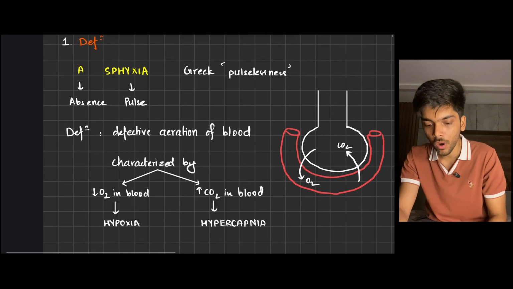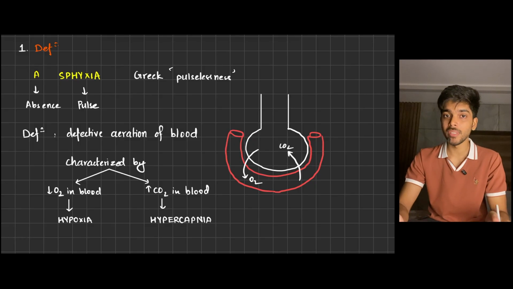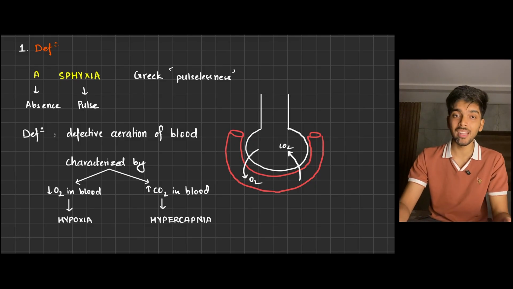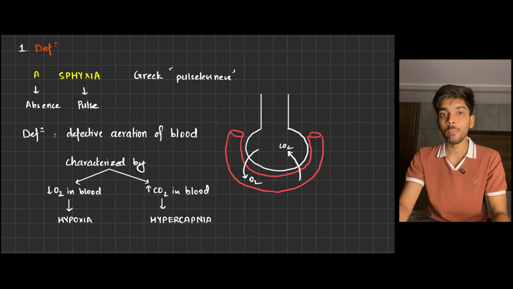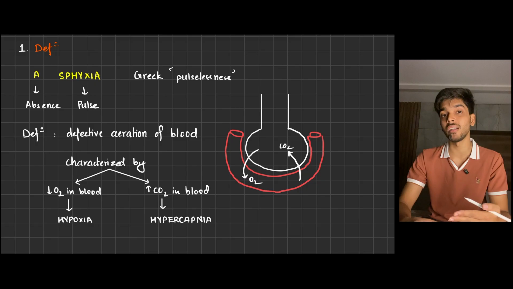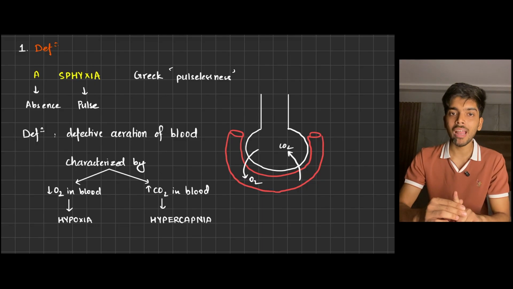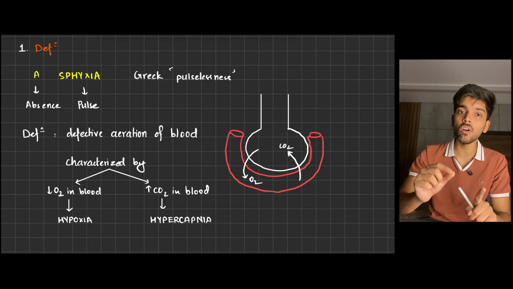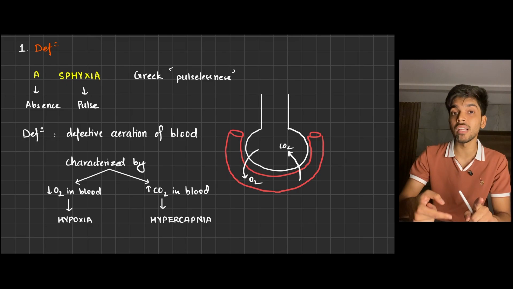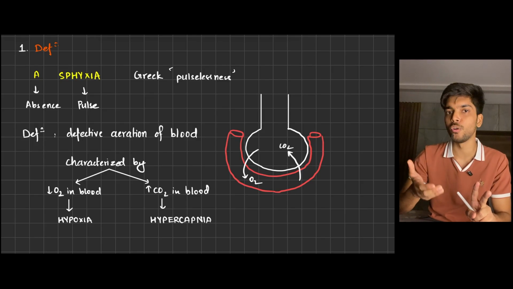So finally, what is asphyxia? Asphyxia can be broken down into A and sphyxia, where A means absence and sphyxia means pulse. So in Greek, it literally translates to pulselessness. By definition, it is defective aeration of blood which can be due to pathology or impairment at the site of ventilation, or at the site of exchange, or at the site of perfusion, or at the site of respiratory control center. It is characterized by two things. Number one, hypoxia. Hypoxia means a decreased oxygen in blood or the inability of the cell to utilize oxygen. And number two, hypercapnia, which means increased carbon dioxide load in blood.